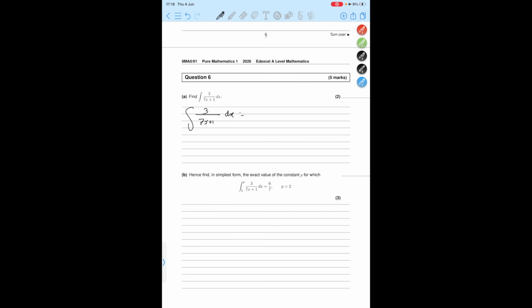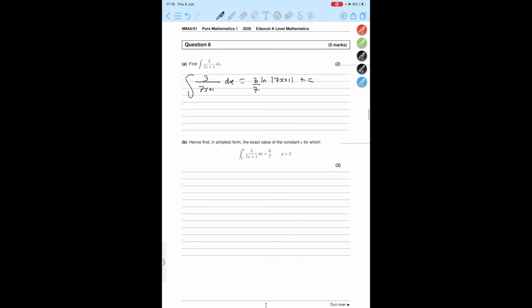Okay, so this is just going to be 3 ln the modulus of 7x plus 1 plus c. However, we have to remember that we have to take the derivative of what's in this, so the 7x plus 1. So the derivative of 7x plus 1 is just 7, and then we divide this by 7. Okay, so this is going to be your answer for part A. So just remember to divide by the derivative inside that bracket, so divide by 7.